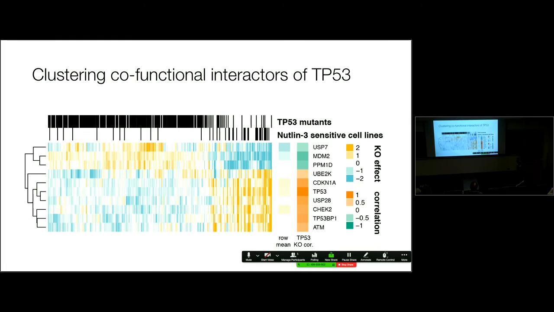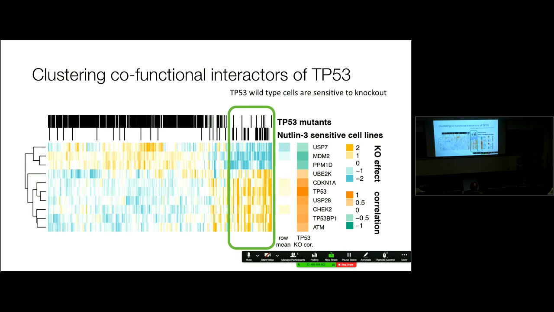Here is the data from my corrections shown to you as a heat map. Each row is a co-functional interactor of TP53, a separate gene, and each column is one of the hundreds of cell lines that have been profiled. The heat in the matrix is the scaled knockout effect size. And you can see each cell line is annotated with whether it's mutated for TP53 and whether it's sensitive to this nutlin-3 drug, which acts in the TP53 pathway.